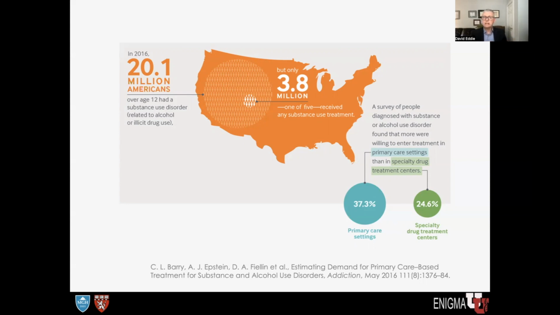So in 2016, of the approximately 20 million Americans who had an active substance use disorder, only about 4 million of them, 1 in 5, received any kind of substance use disorder treatment. This is really problematic, and a lot of researchers have done work to understand why this might be the case. But really, stigma is a big reason. Often people don't want to get substance use disorder treatment because they don't want to be stigmatized. They don't want to be labeled.